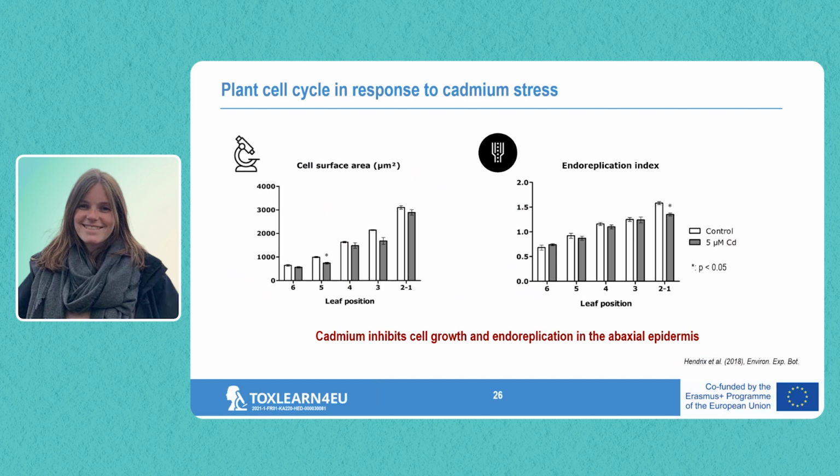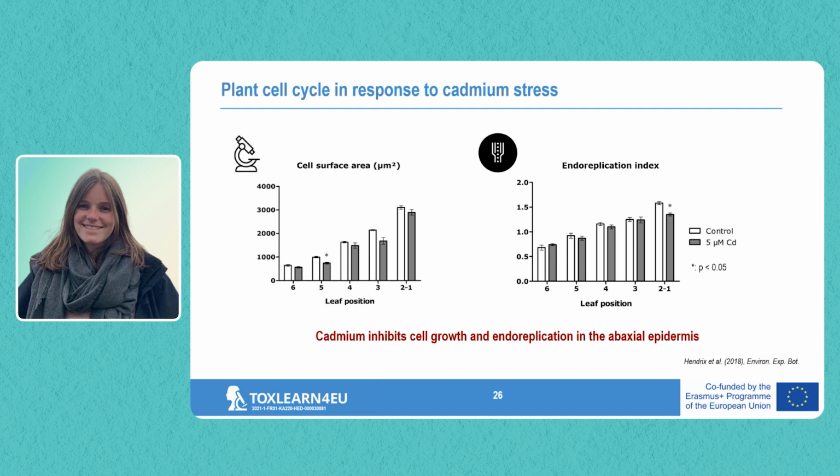And I obtained the following results after 3 days of cadmium exposure. Again, in white, you have the control bars, in gray, the cadmium exposed plants. And you see that in general, the cells are a little bit smaller in the cadmium exposed plants. For leaf 5, this was significant. For the other ones, not, but you could see more or less the same trend.